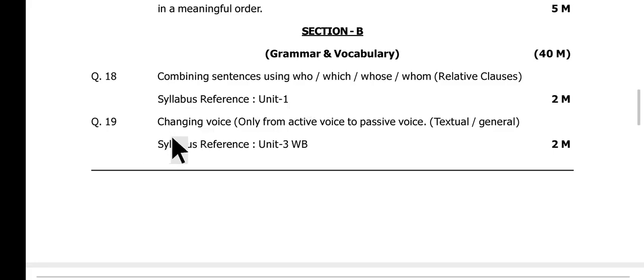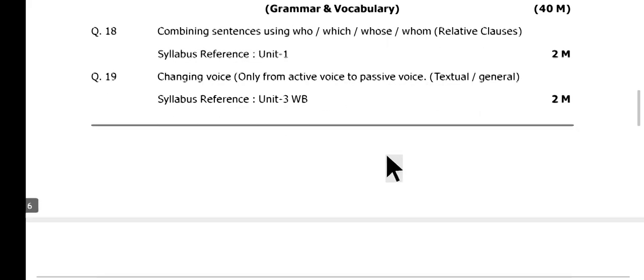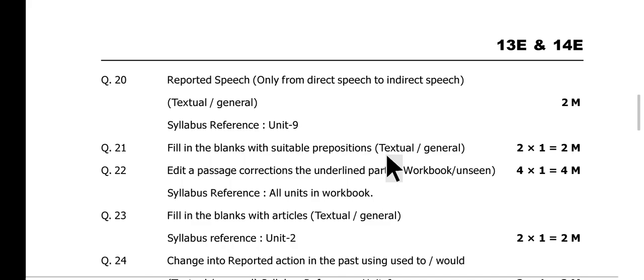Question number 19, unit 3 workbook, changing of voice from active voice to passive voice. Now question number 20, from unit 9 syllabus reference, reported speech from direct speech to indirect speech. Question 21, fill in the blanks with suitable prepositions. It can be textual or general. Edit a passage, or corrections in underlined parts. This is a new item.